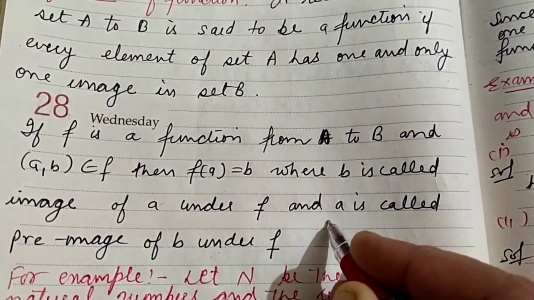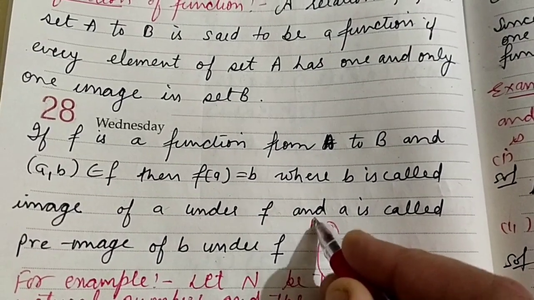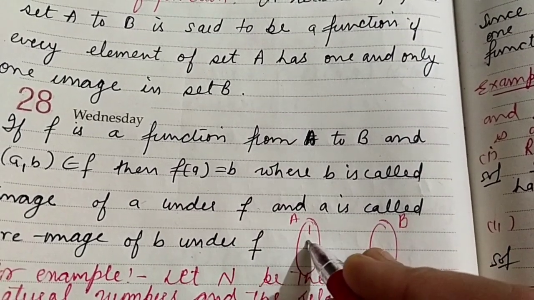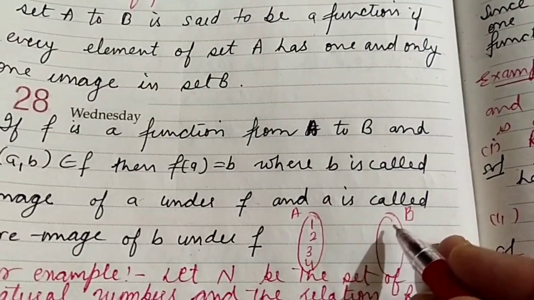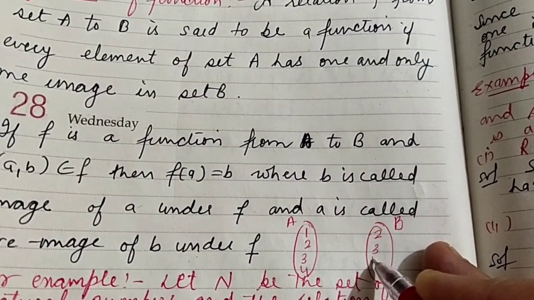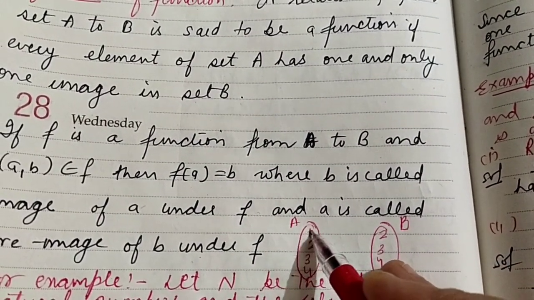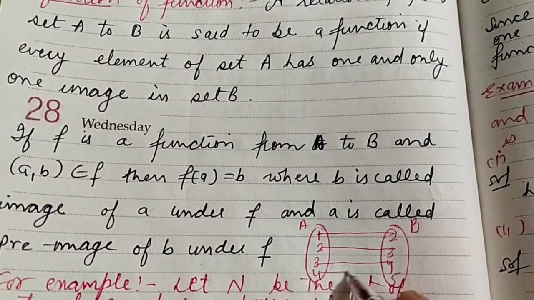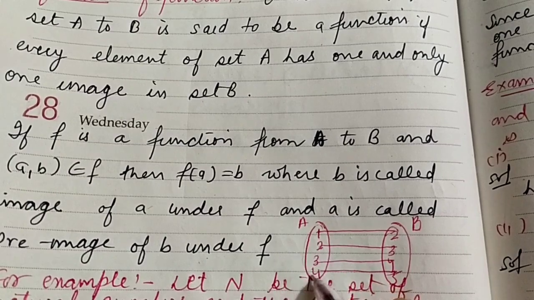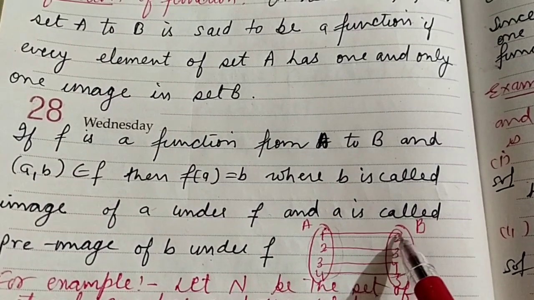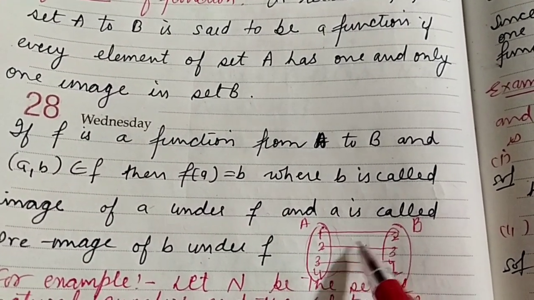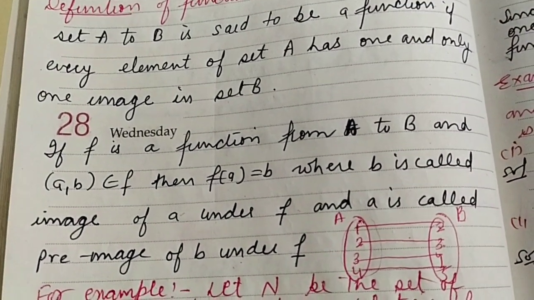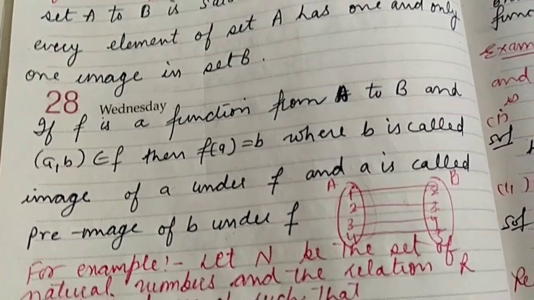One and only one image means, suppose this is set A and this is set B. A is 1, 2, 3, 4 and B is 2, 3, 4, 5. So 1 is related to 2, 2 is related to 3, 3 is related to 4, 4 is related to 5. Every element in set A has only one image in set B. Such type of relation is called a function. So let us clear this concept of function using examples.